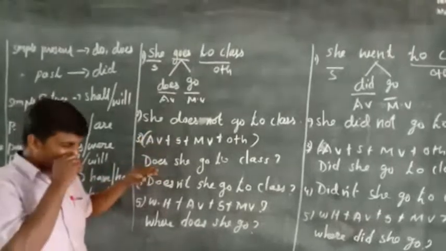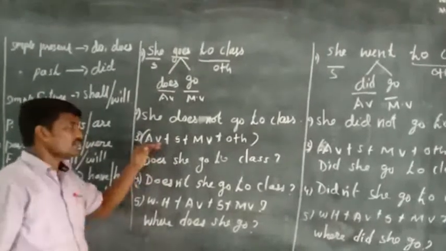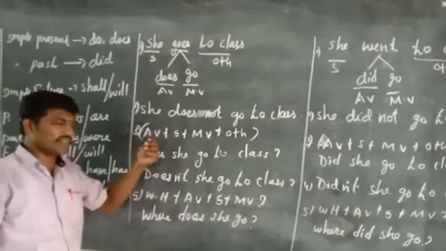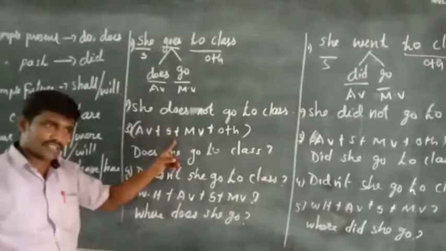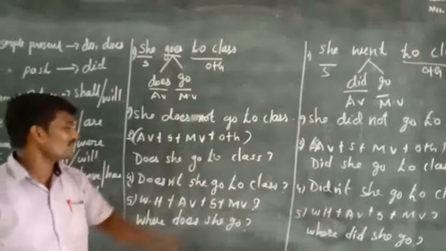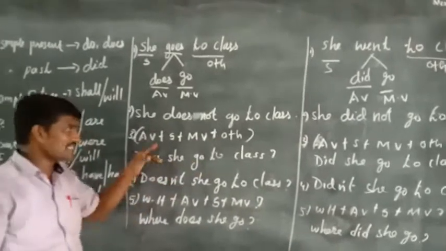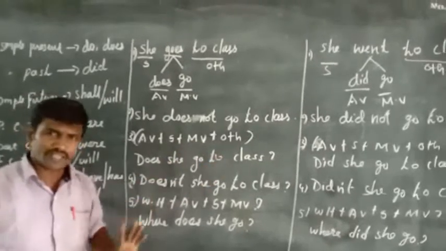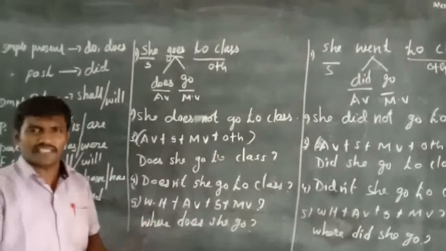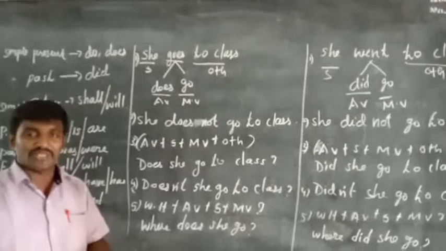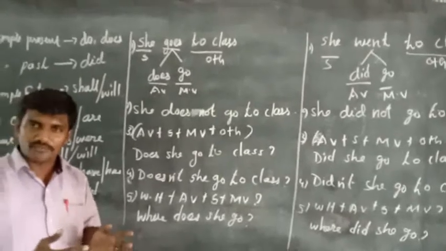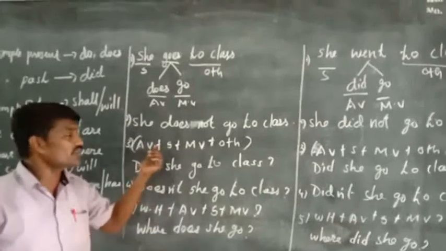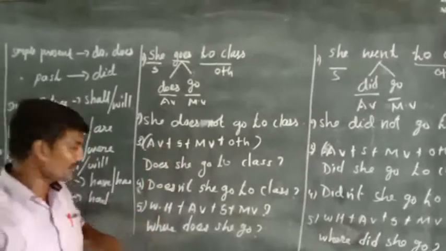Okay, fine. So how to frame the yes or no question? This formula will help you to frame a lot of yes or no questions. The first one, we have to use the auxiliary verb, then subject, then main verb, then others. So does she go to class? Does is the auxiliary verb, she is the subject, go is the main verb. You can frame a lot of questions like this. Does she come to class? Does your father read the newspaper daily? Do you drink coffee? Do you play cricket? Do you play the music daily? You can create a lot of questions using the formula. It will help you. Okay.